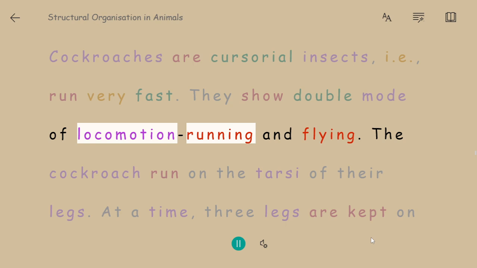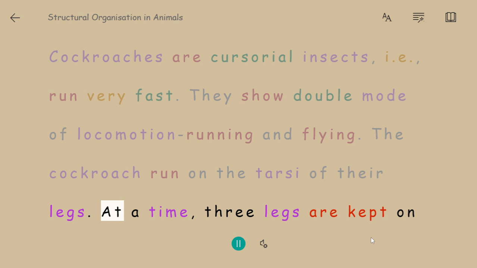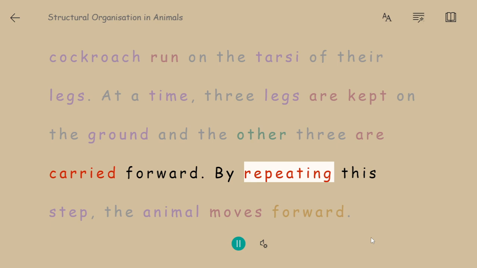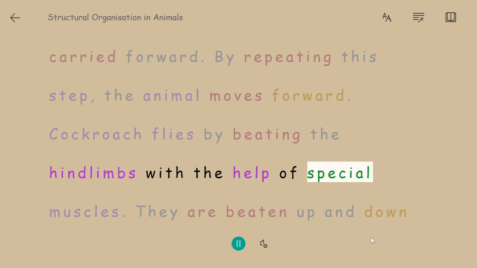The cockroach runs on the tarsi of its legs. At a time, 3 legs are kept on the ground and the other 3 are carried forward. By repeating this step, the animal moves forward. Cockroaches fly by beating the hind limbs with the help of special muscles. They are beaten up and down alternately.